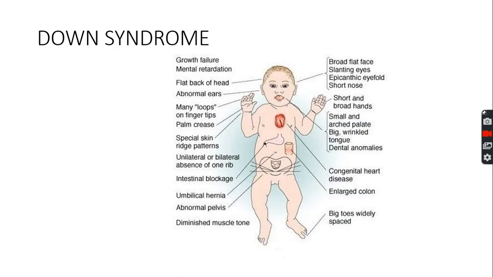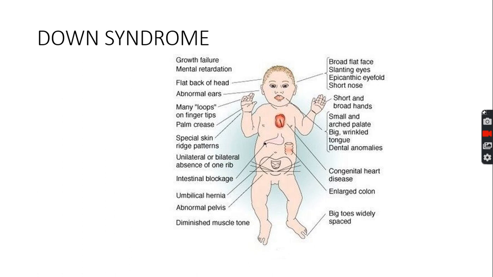So here are some of the features of Down syndrome. You'll find that in Down syndrome, there'll be growth failure, mental retardation. There'll be a flat back of the head, which is known as brachycephaly. You also have abnormal ears. You may have many loops on fingertips. There'll also be a single palmar crease known as the simian crease. There'll also be a special skin ridge pattern on the hand. There'll also be unilateral or bilateral absence of one rib.